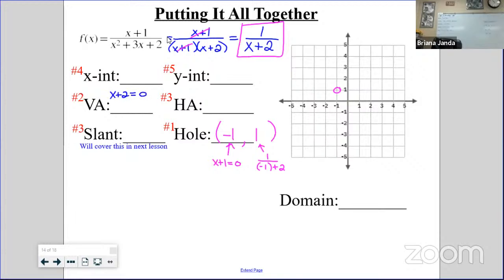Any asymptotes, vertical, slant, horizontal, it doesn't matter, have to be equations of lines. So it will have to say x equals. And ours says x equals -2. So I go to -2 and I draw a dotted line vertically because it says vertical asymptote. Okay.